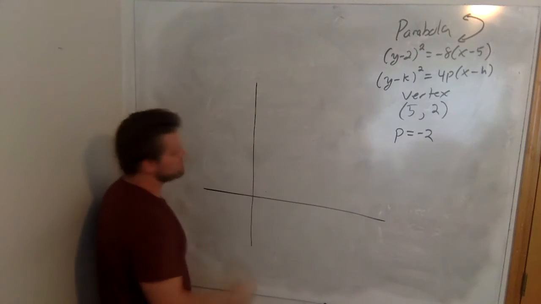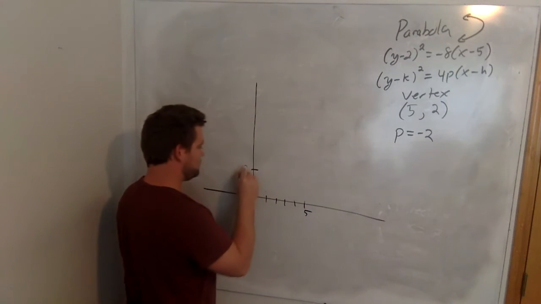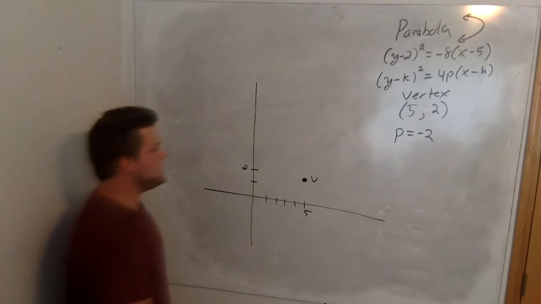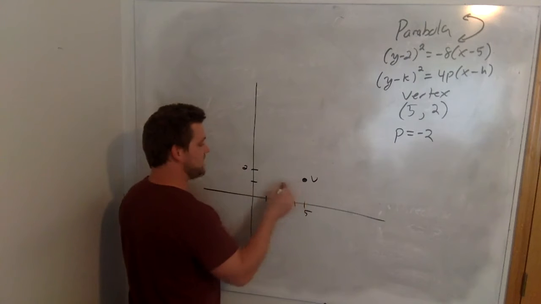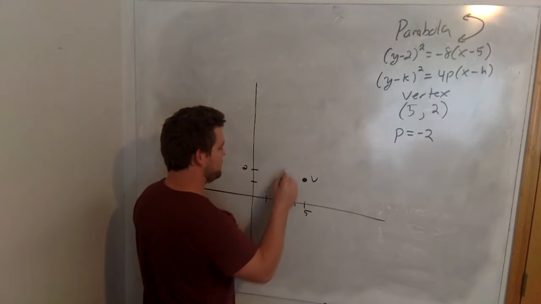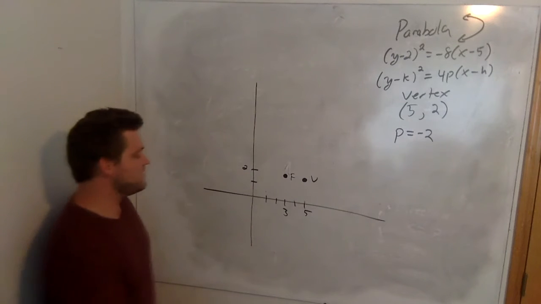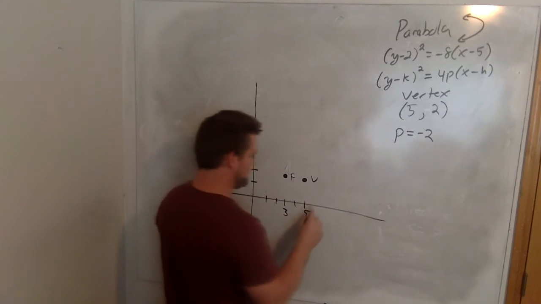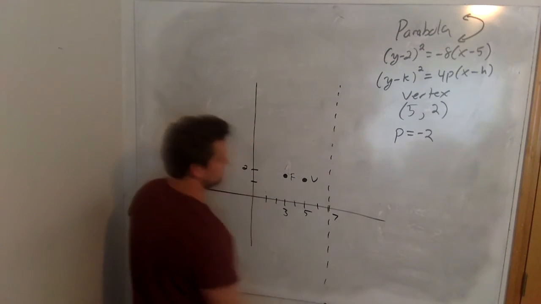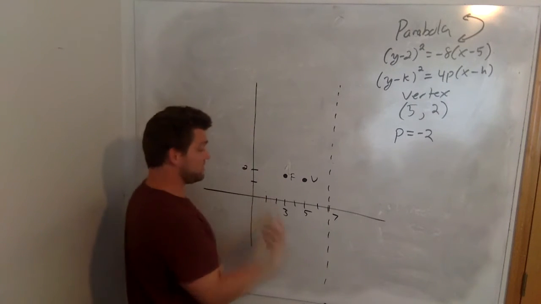Okay, let's do a rough sketch. Our vertex is at 5 and 2. Here's our vertex. Our p is -2, so I'm going to go to the left 2 units of the vertex. So here's 3. Here's our focus. I'll put a little f here. And to get to our directrix, we'll go right 2 units from the vertex. So 7, here is the directrix.